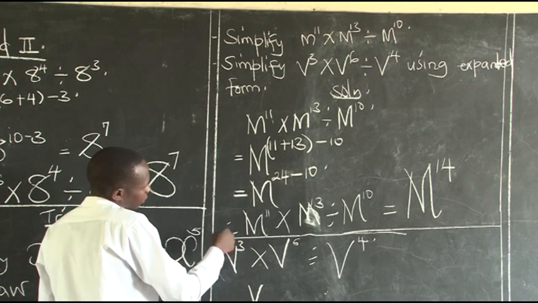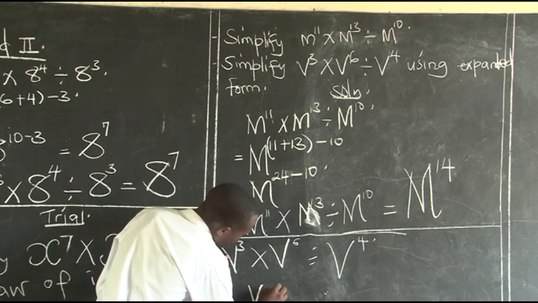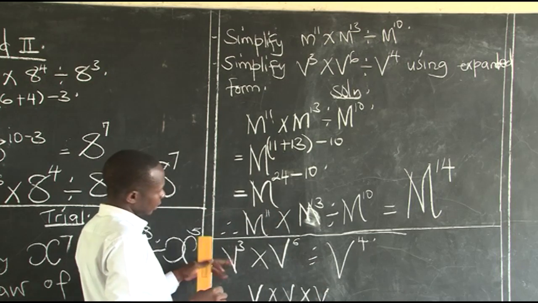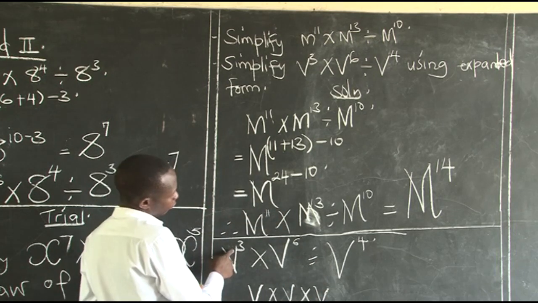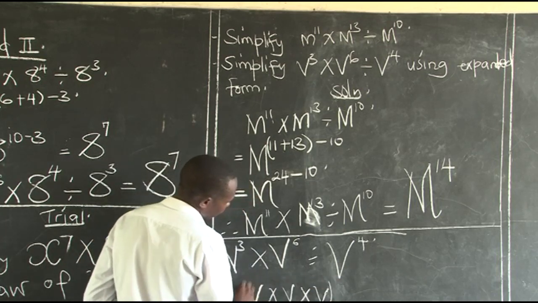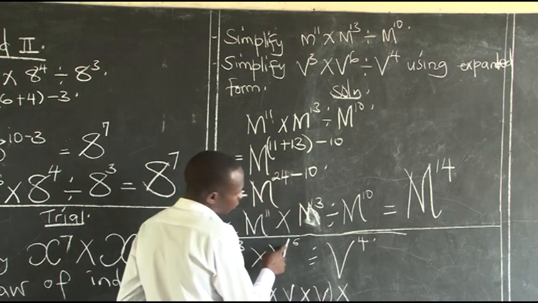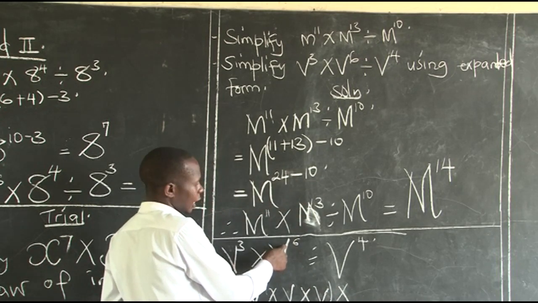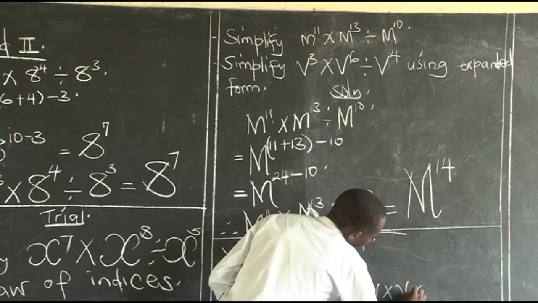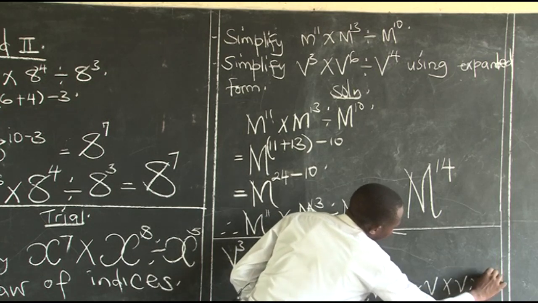It will be v times v times v. So we shall multiply it by 3 times. So we shall have v times v times v. This is the first time. We have finished this: v times v times v times v. We have expanded the first one. We multiply by the next one. That will also be v, but should be expanded 6 times. So we shall say v times v times v times v times v.